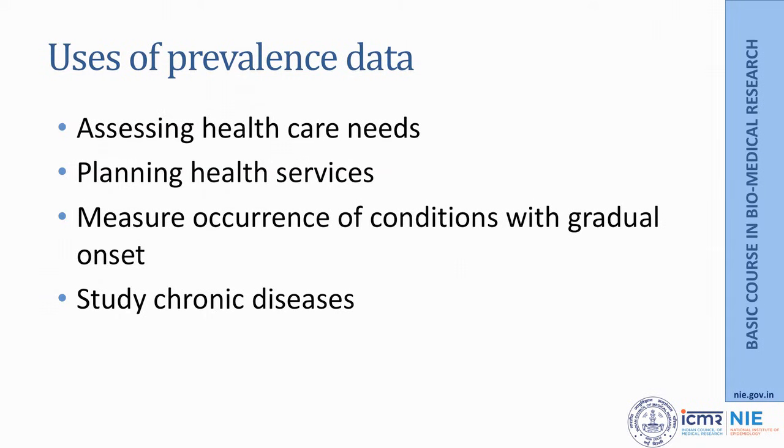What are the uses of prevalence data? Prevalence data is used to assess healthcare needs. It is very useful in planning health services because it measures the burden of disease and the occurrence of conditions with gradual onset, and prevalence is very useful in the study of chronic diseases.